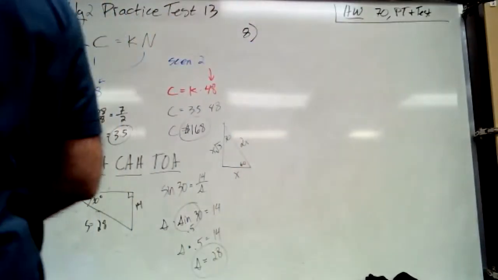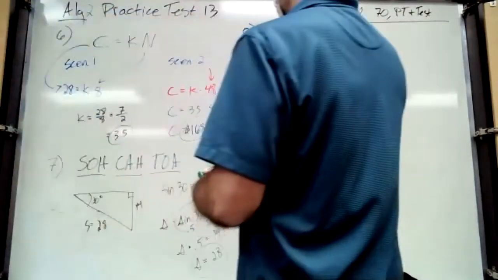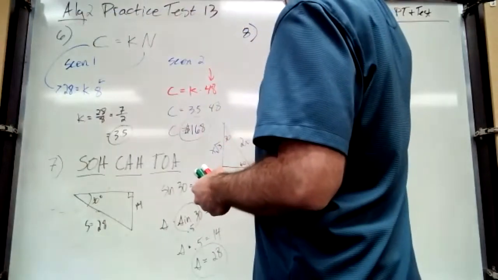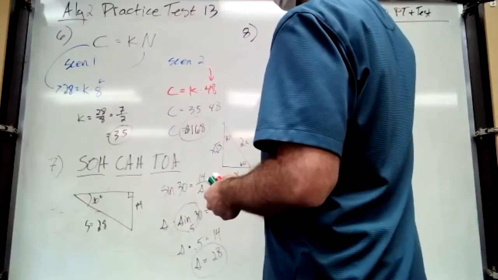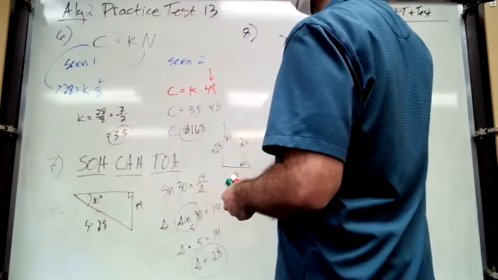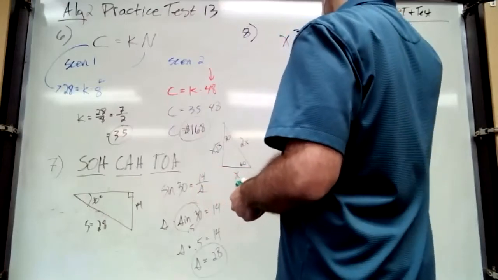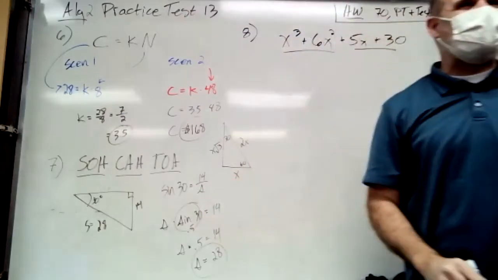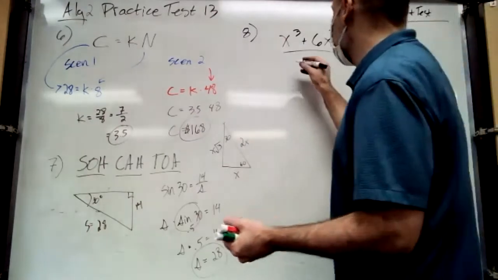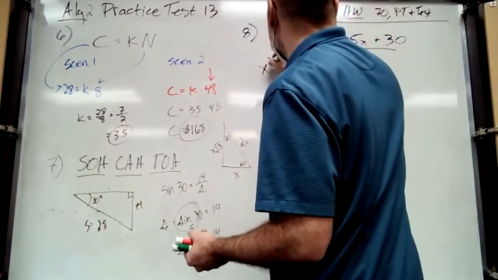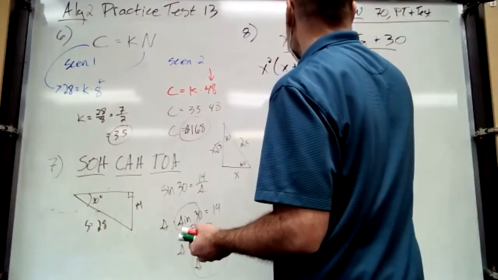All right, number 8. Factor by grouping. So this is that you can just take a couple terms at a time and factor them. So we're going to factor these two. What factors out of both of those? Just an x squared, right? Yeah. So you get x plus 6.